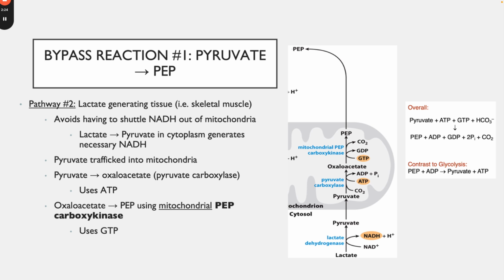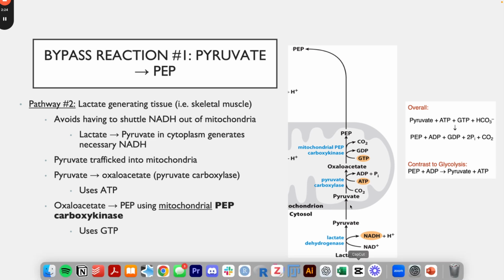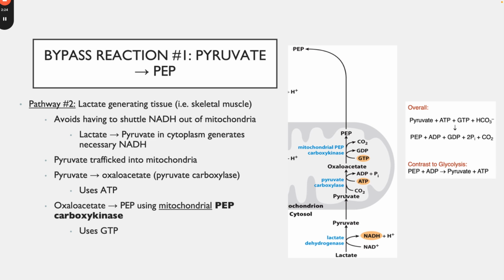Now our PEP carboxykinase is inside the mitochondria, right? It's right here. And what we have to do is, instead of using this malate aspartate shuttle, we have to utilize the pyruvate transporter, right? So the pyruvate can go into the mitochondria along with a proton. That's one thing that allows pyruvate to enter the mitochondria. And then from there, it gets carboxylated to oxaloacetate.